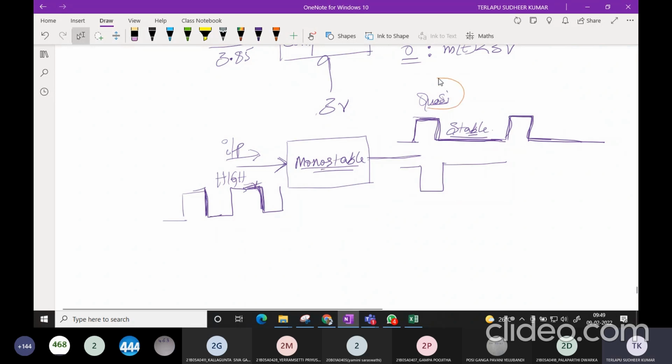The advantage of this quasi-stable state, we will take into account in order to generate our pulse position modulated signal.